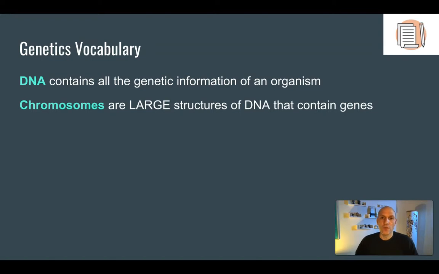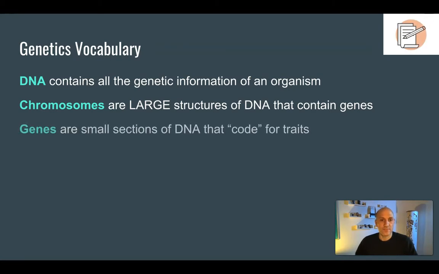Next up is the word chromosome. Chromosomes are large structures of DNA. And these large structures contain things called genes. Genes are just small sections of DNA, and they code for different traits. Now, for perspective, inside every single one of your cells, you have roughly 6 feet of DNA. Imagine a string 6 feet long, and on that string is information. Along that string would be tiny chunks of information. Those little chunks of DNA code for the different traits that we can see.